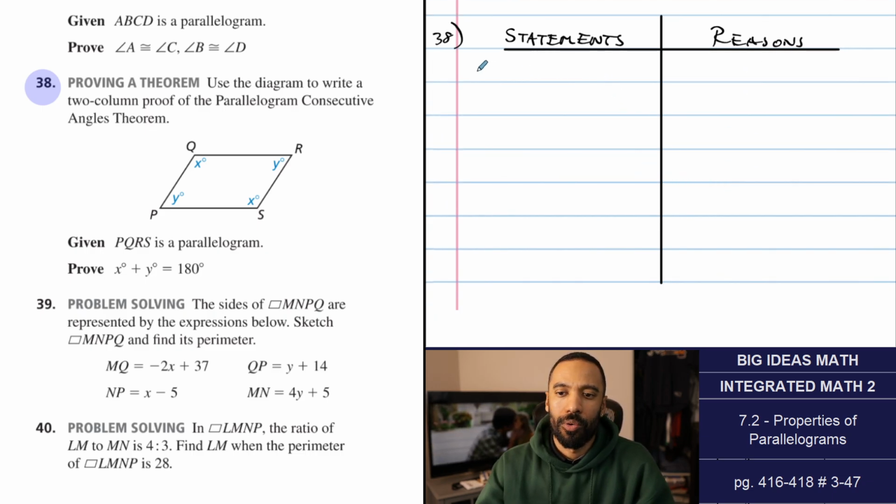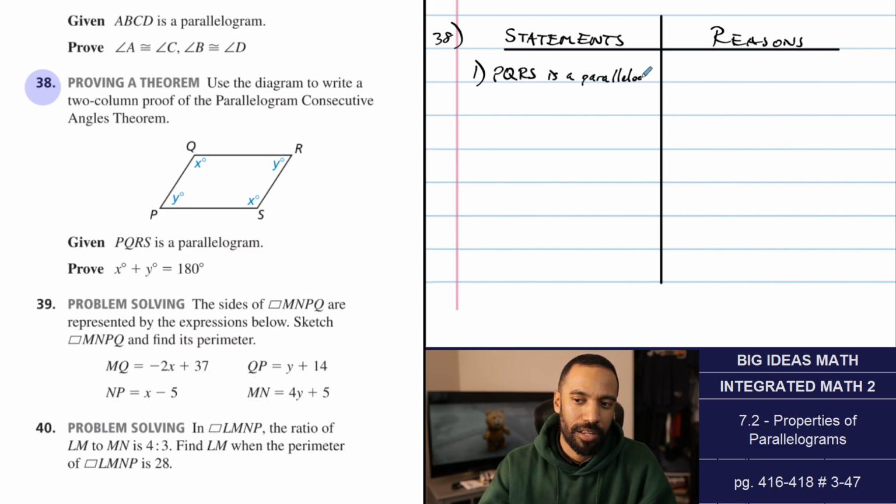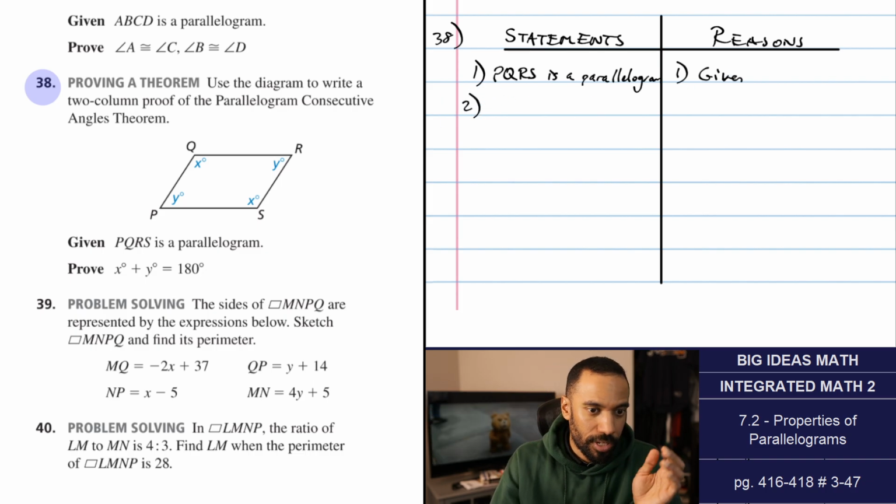Okay, so 1, PQRS. I was going to say triangle PQRS. PQRS is a parallelogram. I was going to put true, given. All right, 2. We're going to do the parallel thing from before. We only need one set.